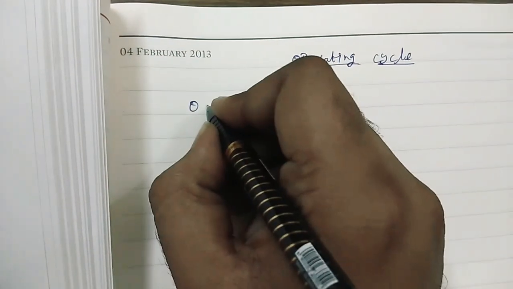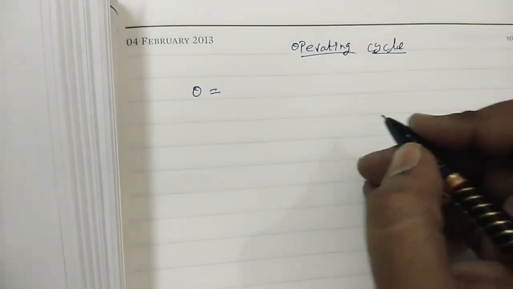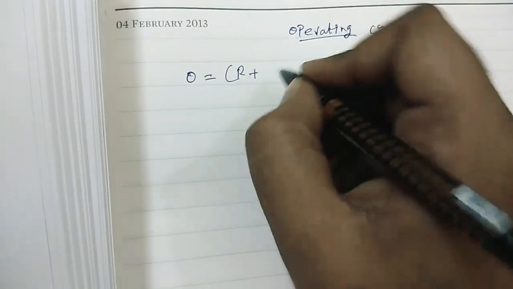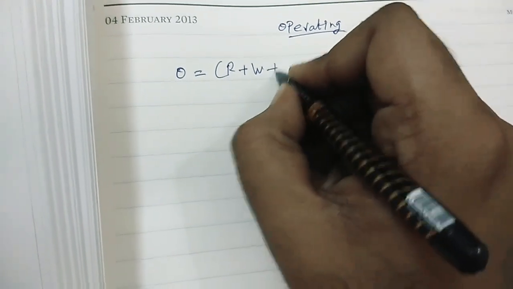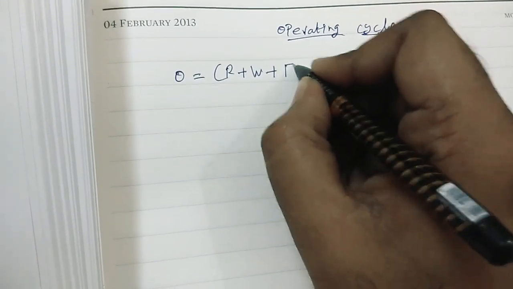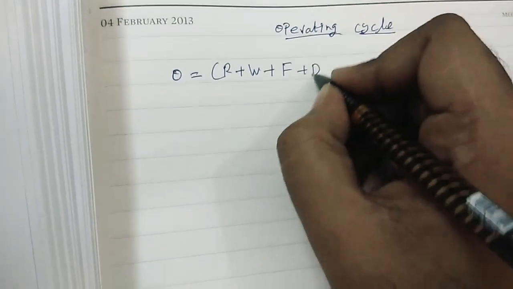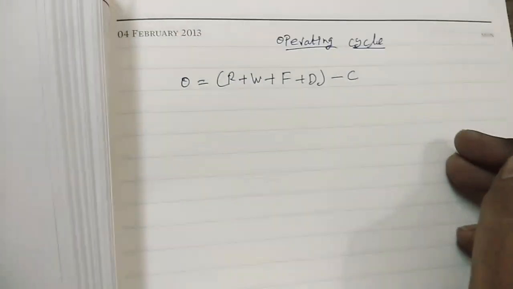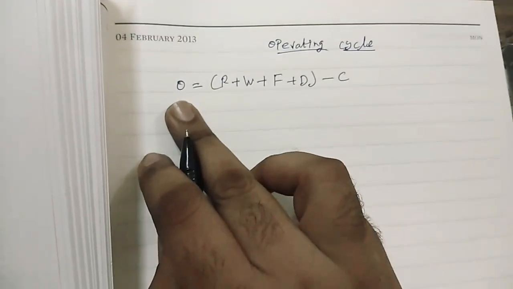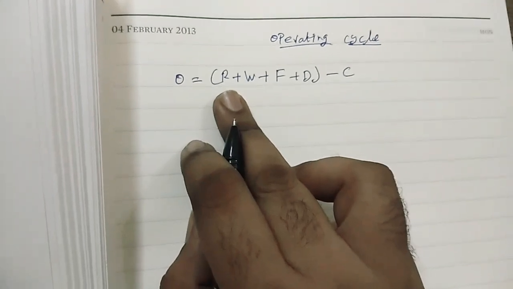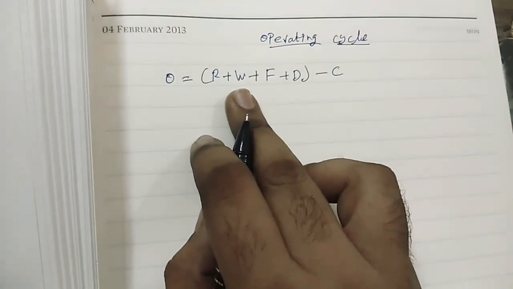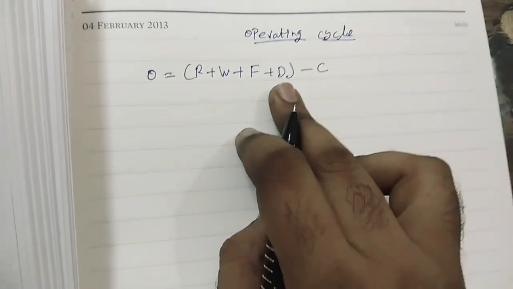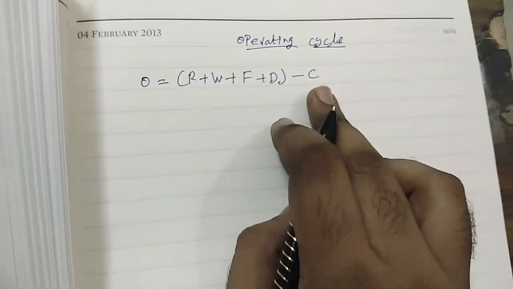The formula is O = (R + W + F + D) − C. O represents the total duration of the operating cycle, R represents the raw material calculation, W represents the work in progress calculation, F represents the finished goods calculation, D represents debtors, and C represents creditors.